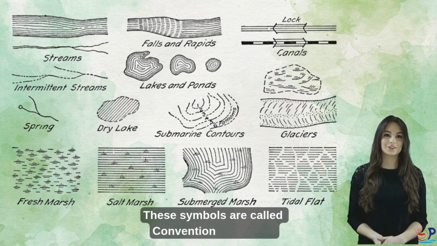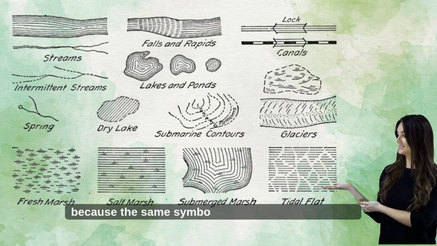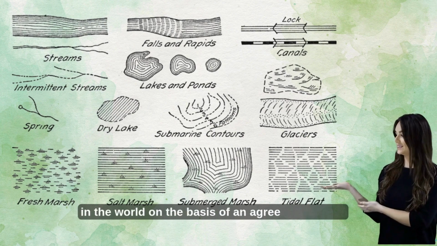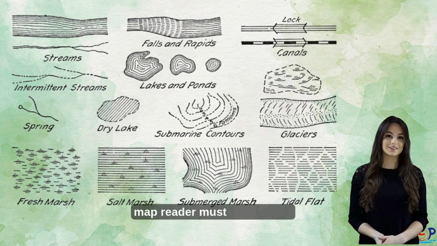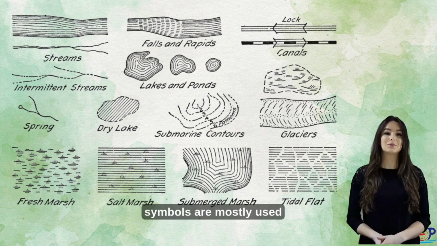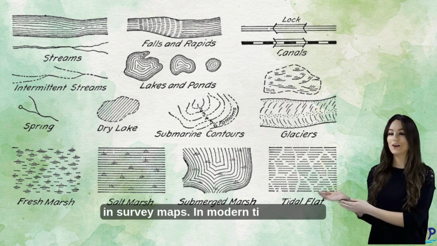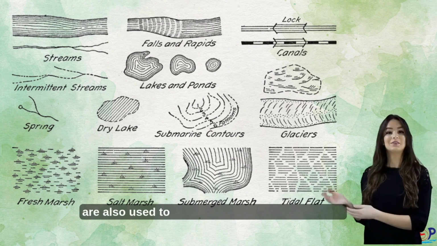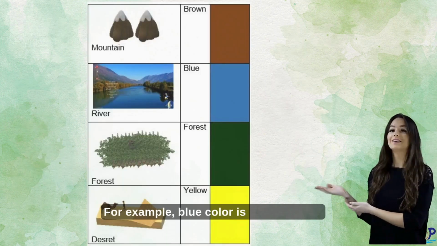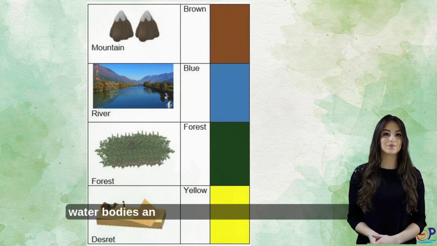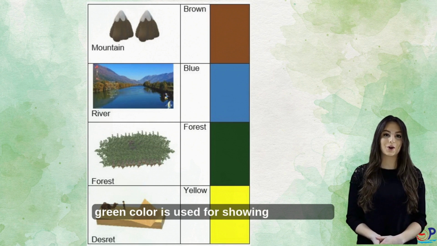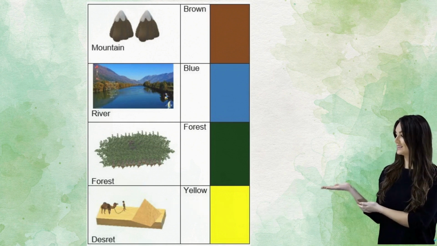These symbols are called conventional symbols because the same symbols are used by all the countries in the world on the basis of an agreement. Every map reader must have knowledge about these symbols. These symbols are mostly used in survey maps. In modern times, colors are also used to show certain physical features. For example, blue color is used to show water bodies and brown color is used for mountains, green color is used for showing plains, etc.